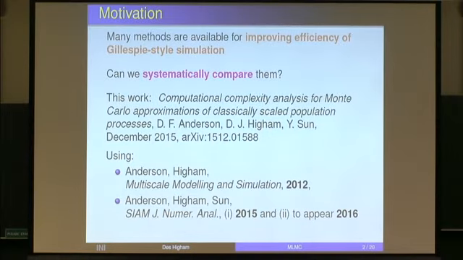So we've heard already, and I think we'll hear many more times this week, about Gillespie-style simulation or continuous time Markov chain simulation. And I want to talk about a few different algorithms for doing that and how to compare the efficiency. If that's an important issue, how do we compare the efficiency of those methods?